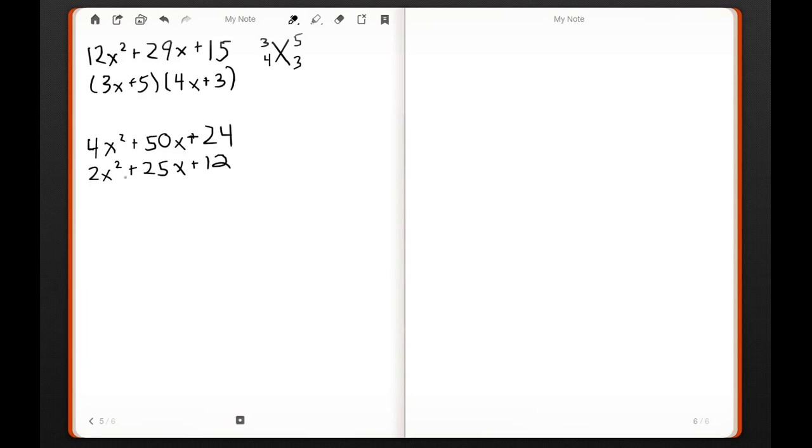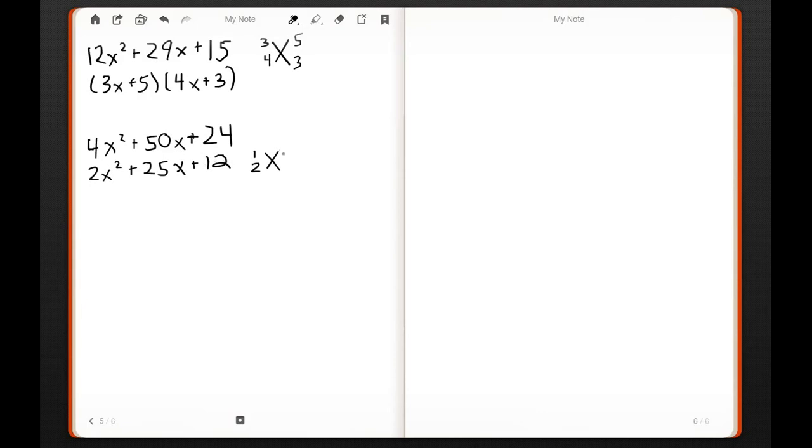Now we're just going to factor this one. This one's a lot easier because we just have 2 over here. So the only factors possible are 1 and 2. Now for 12, if you notice, these numbers are very low. So in order to get all the way up to 25, we're probably going to have to use a pretty high factor. So that means we're going to be using 12 and 1.